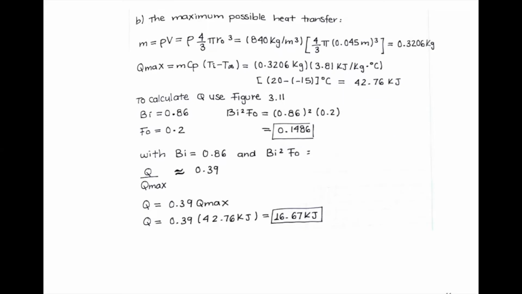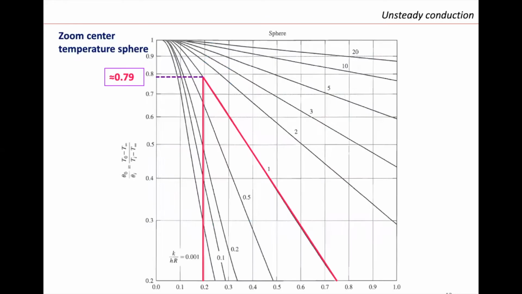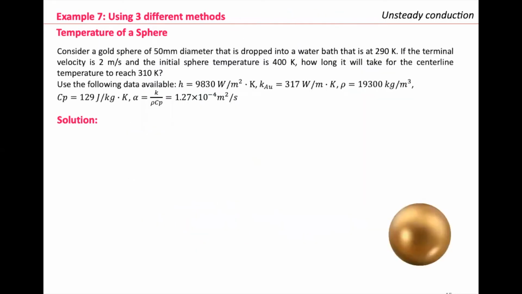So let's solve one last problem using Heisler charts, and we are going to essentially compare 3 different methods. With this problem, the main objective is that you can see how the Heisler chart compares with the lump heat capacity approach. So we are going to consider we have a gold sphere that has 50 millimeter diameter and is dropped into a water bath that is at 290 Kelvin. If the terminal velocity is 2 meters per second and the initial sphere temperature is 400 Kelvin, how long will it take for the center line to reach 310 Kelvin?